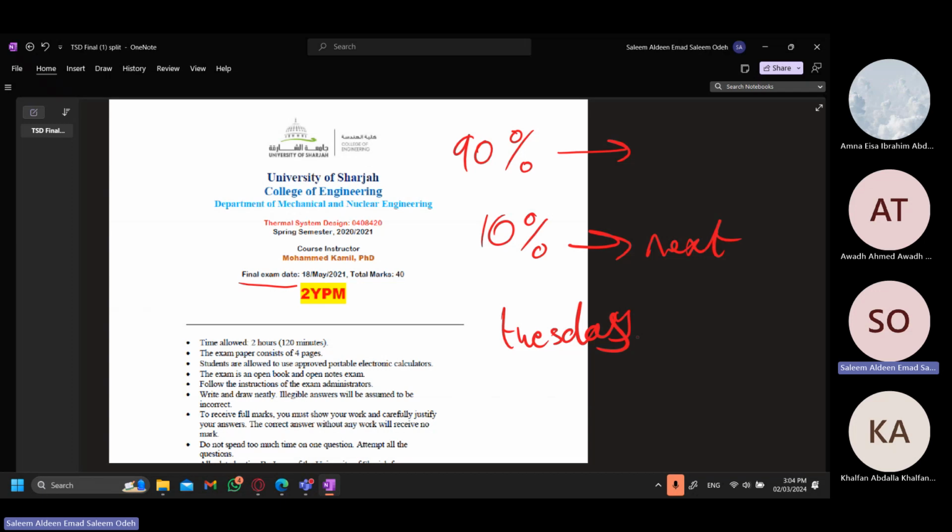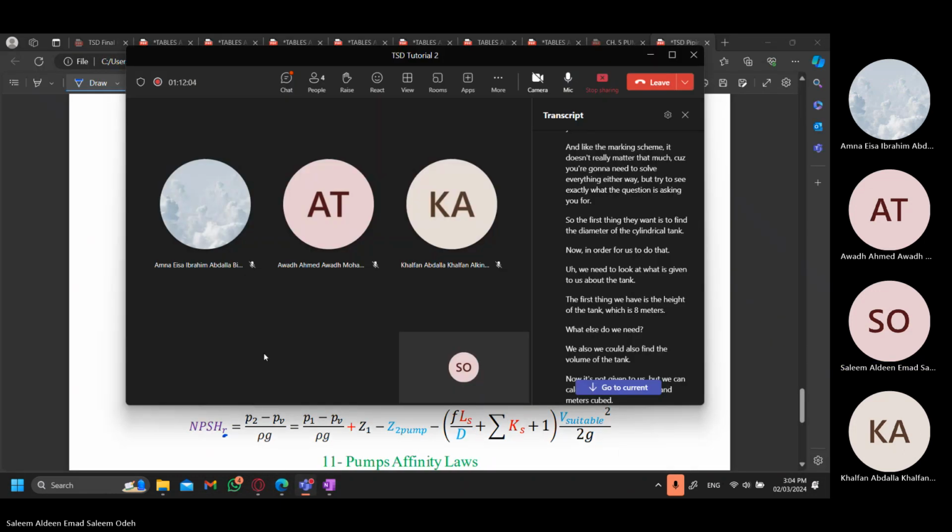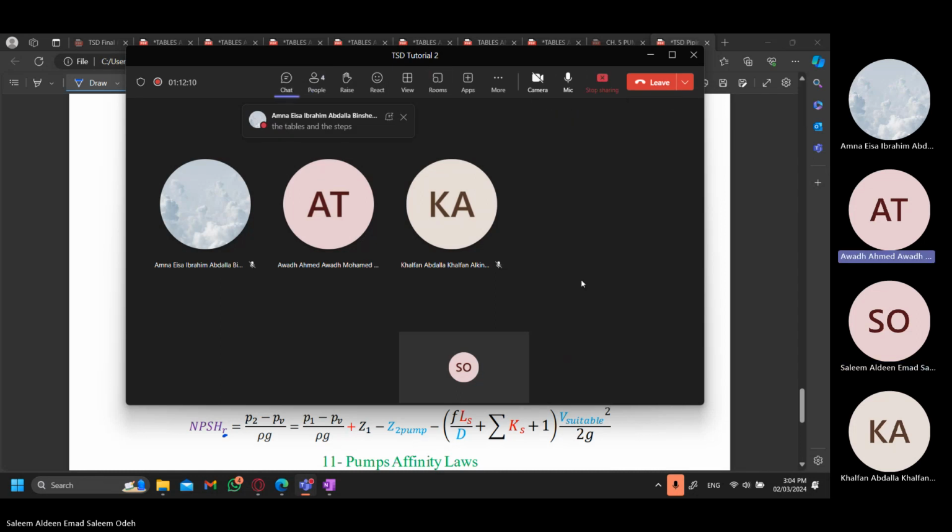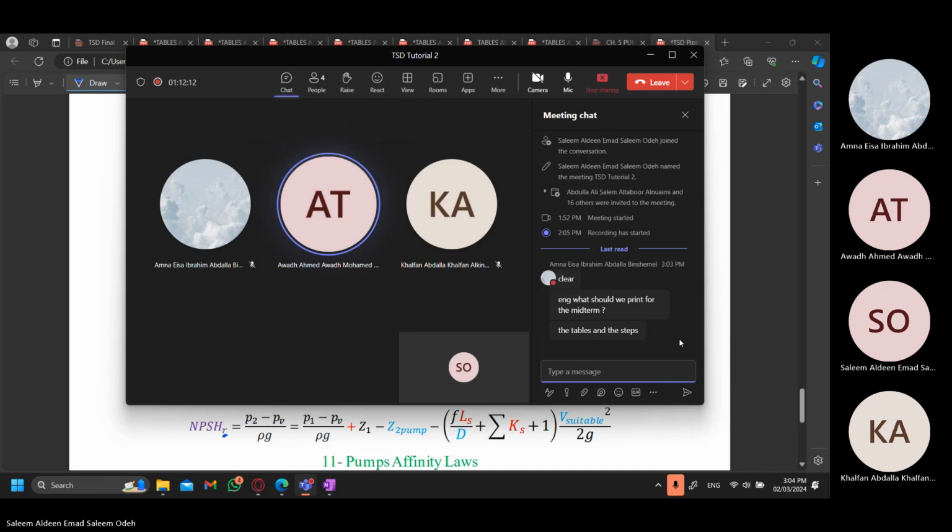What time would be suitable? It doesn't matter. We'll talk about this on WhatsApp or on MS Teams later on. But that is all that I have for you today. Any questions? Sorry. Okay, one sec. Thank you very much. Oh, what should you print for the midterm?